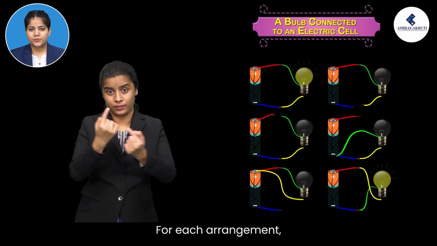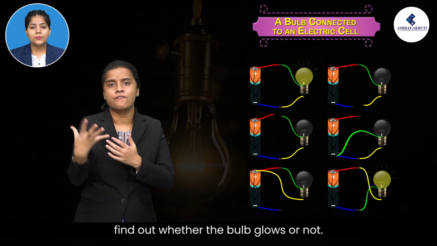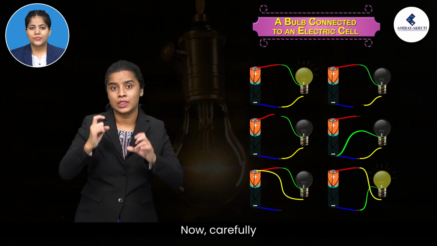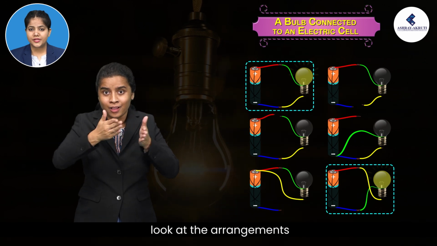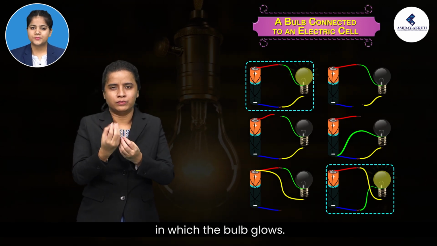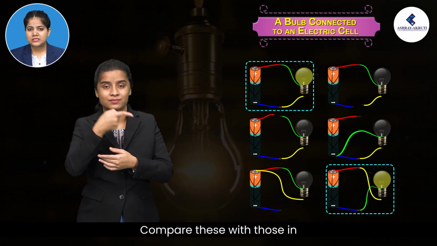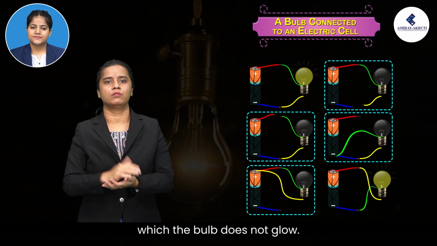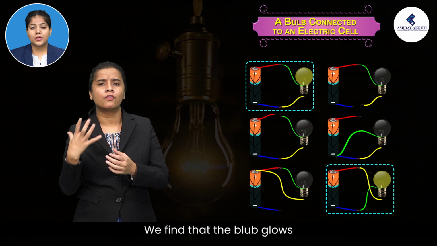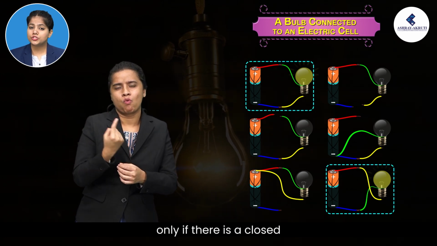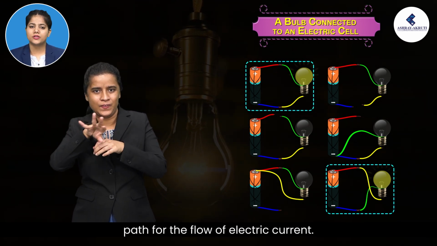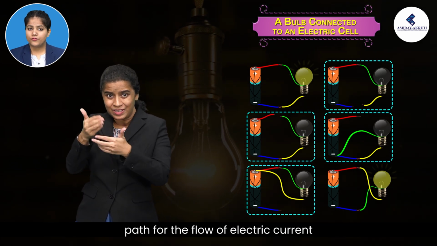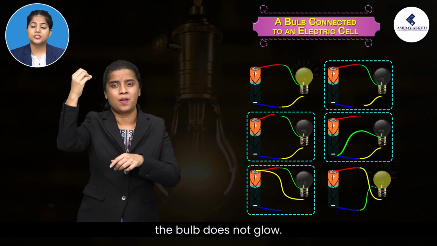For each arrangement, find out whether the bulb glows or not. Now, carefully look at the arrangements in which the bulb glows. Compare these with those in which the bulb does not glow. We find that the bulb glows only if there is a closed path for the flow of electric current. If there is no closed path for the flow of electric current, the bulb does not glow.